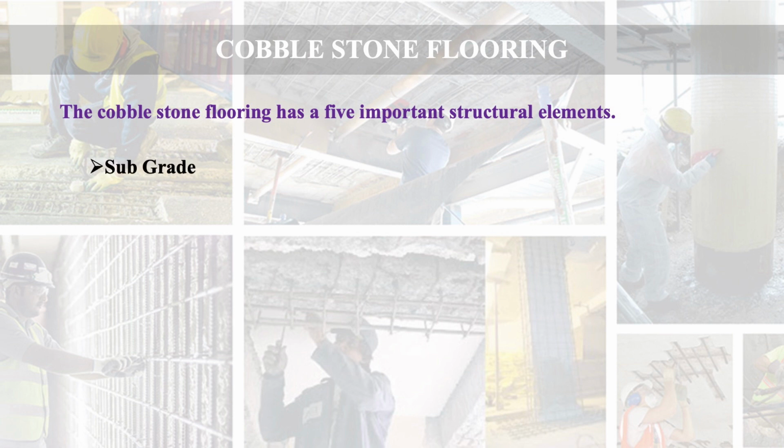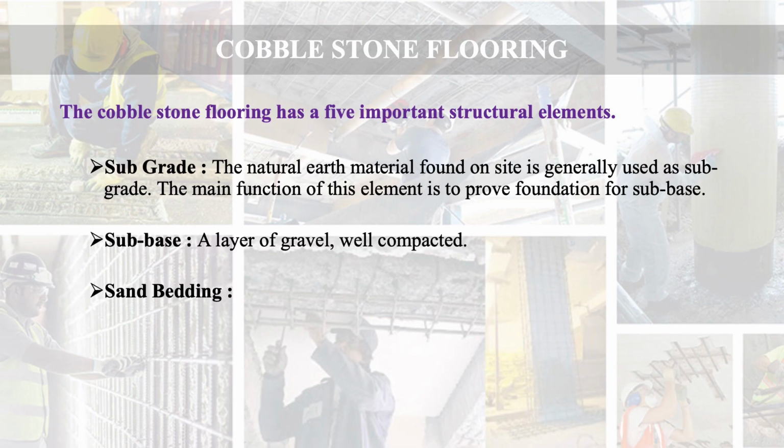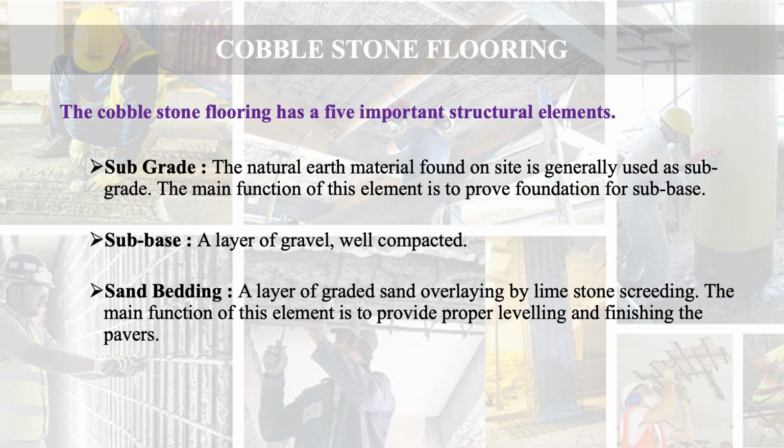First one is subgrade. The natural earth material found on site is generally used as subgrade. The main function of this element is to provide foundation for subbase. The next layer is subbase, a layer of gravel which is well compacted. Then above it is sand bedding. It is a layer of graded sand overlain by limestone screeding. The main function of this element is to provide proper leveling and finishing for the pavers.